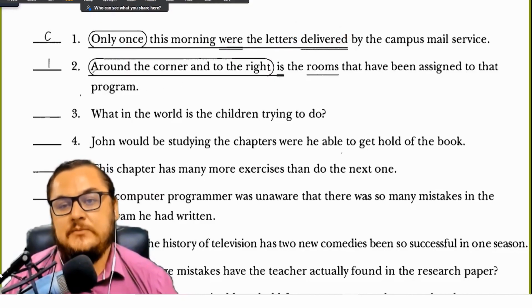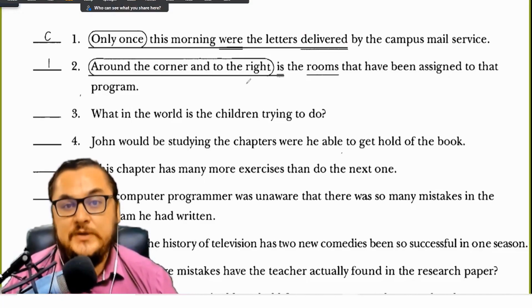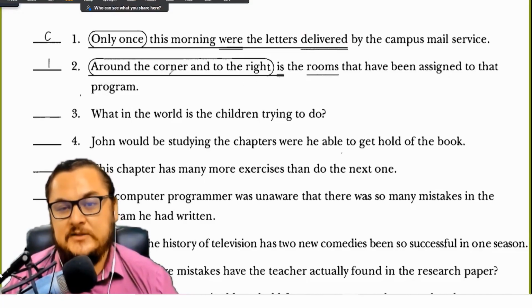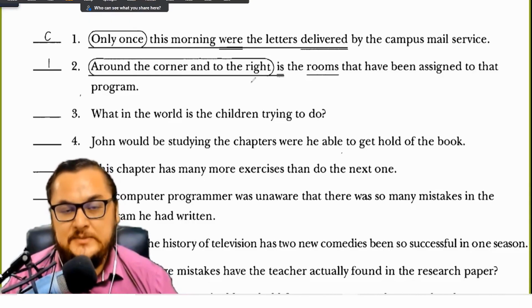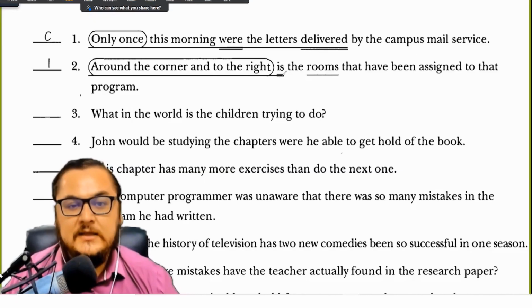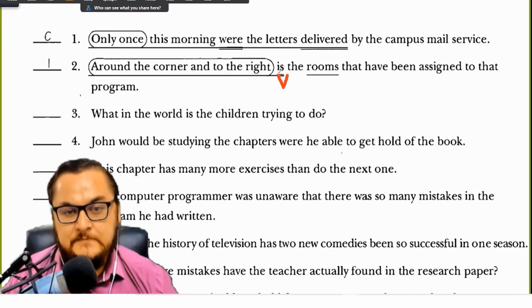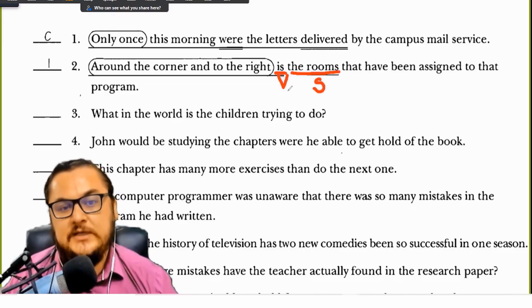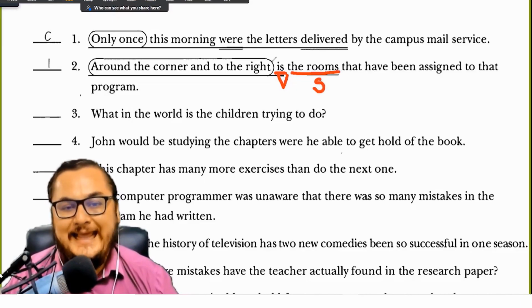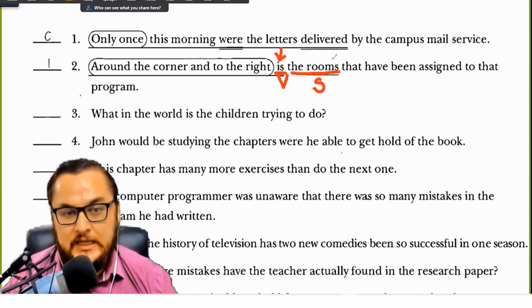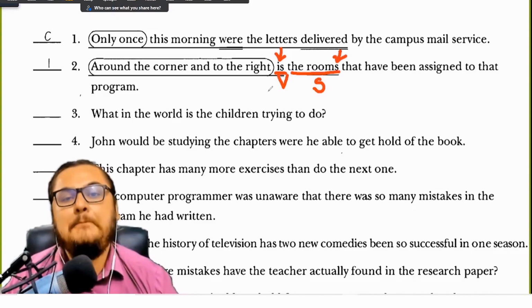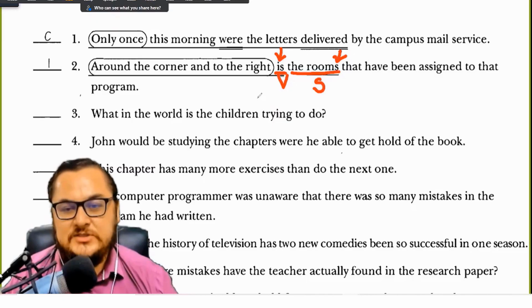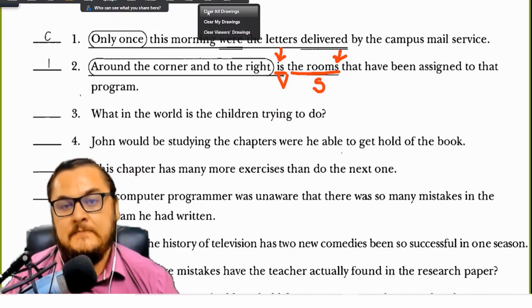In sentence number 2, we have "around the corner to the right." That's a place. They are giving me to understand that it is a place. And then I have the verb is, and then I have the rooms, which would be the subject. Here we realize that the verb is singular. The subject is plural. Therefore, the sentence is incorrect.